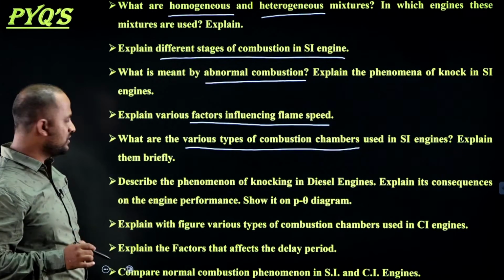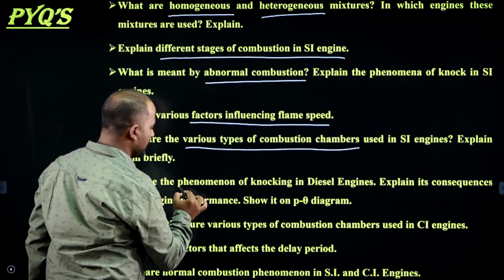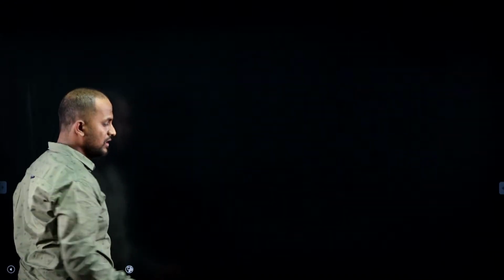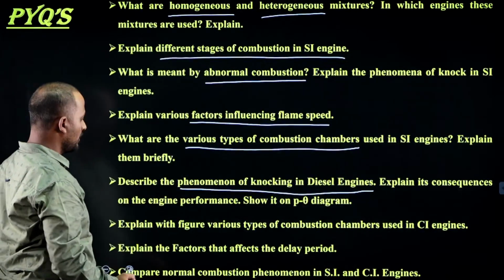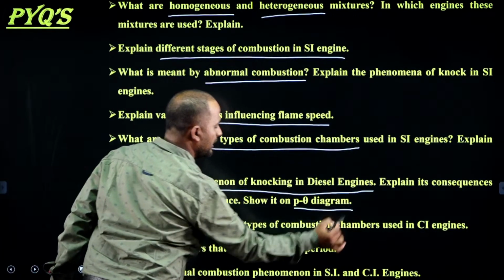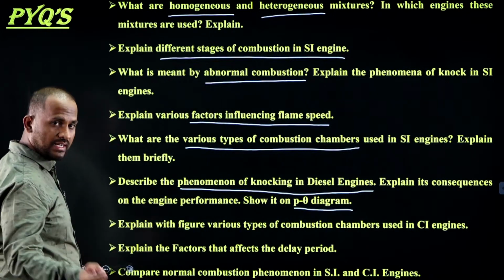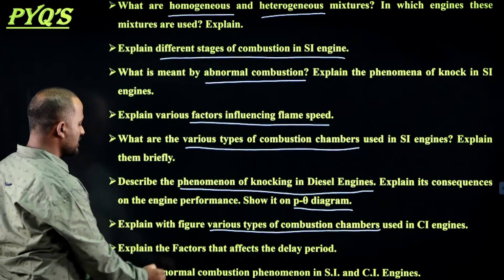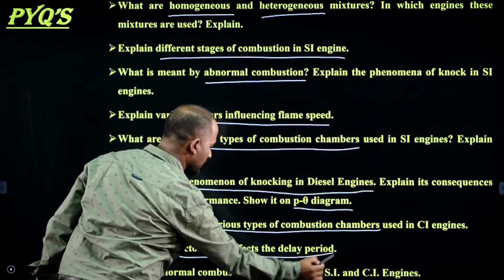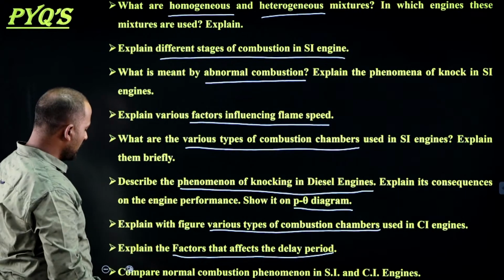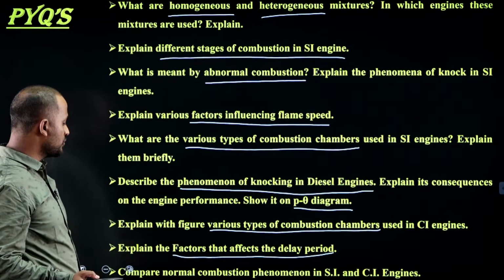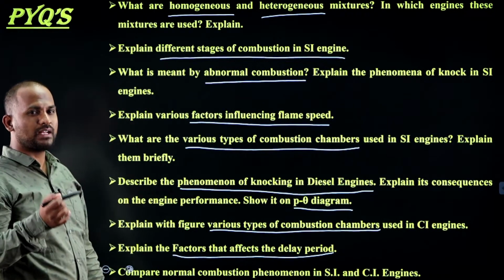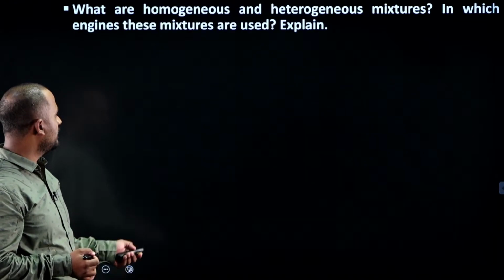Now coming to the CI engines combustion, it was asked like this: describe the phenomena of knocking in diesel engines using the P-theta diagram, and also the various types of combustion chambers in CI engines, the factors affecting the delay period, and lastly the comparison between the normal combustion phenomena in SI engines and CI engines. So in this way the questions were asked separately for the SI engines and the CI engines.